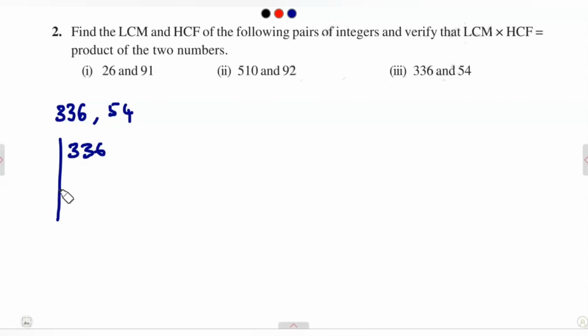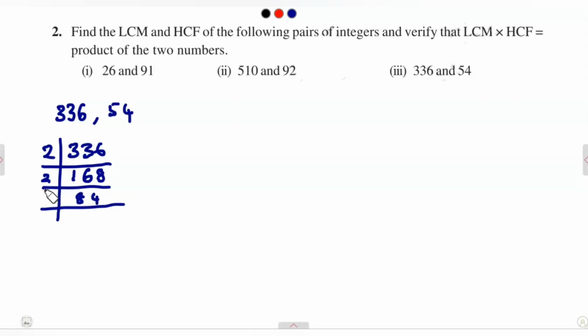336. Let us take the 2 table first. 2 ones are 2. 1 remainder 13. 2 6s are 12. Again 1 remainder 16. 2 8s are 16. So let us take again the 2 table. 2 4s are 8. 84. Let's continue. 2 table.